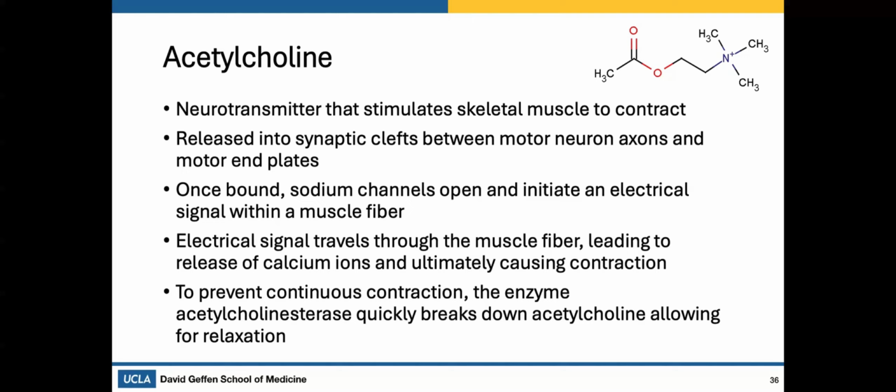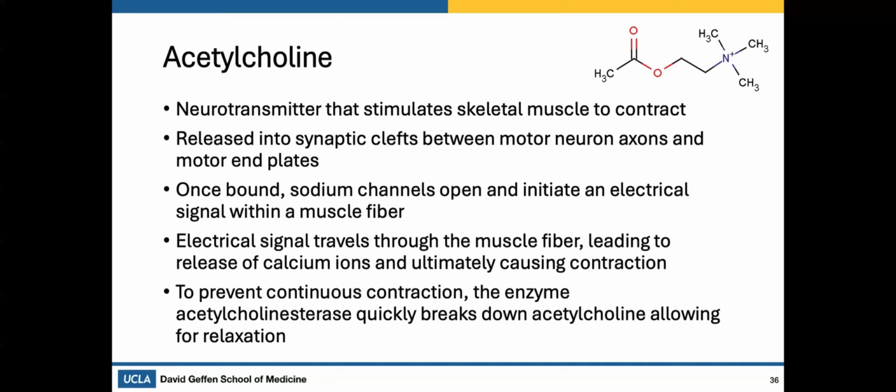So let's go through how acetylcholine is released. When the nerve impulse reaches the neuromuscular junction, it triggers the release of acetylcholine from the motor neuron in the synaptic cleft. Acetylcholine then binds to very specific receptors on the muscle cell membrane, which causes sodium channels to open, and that initiates an electrical signal within the muscle fiber.